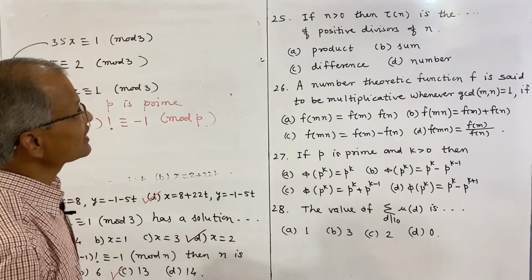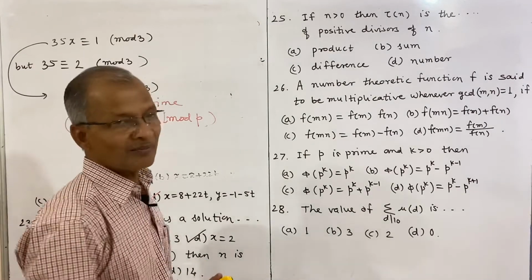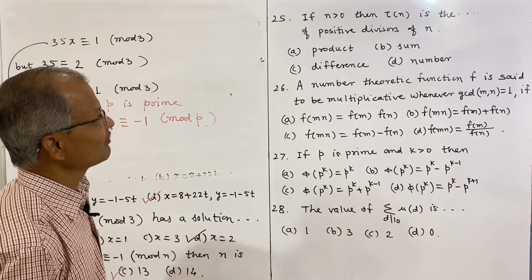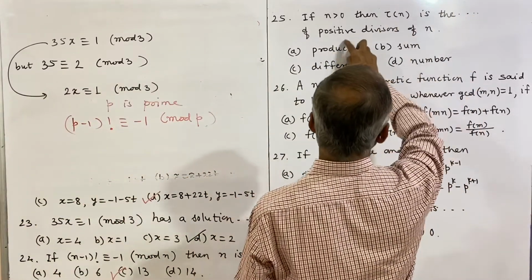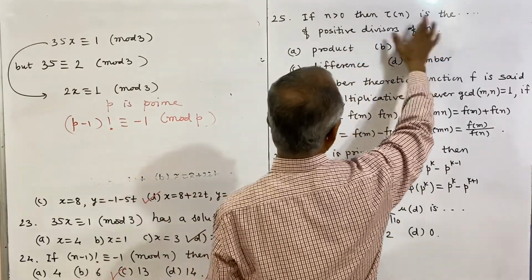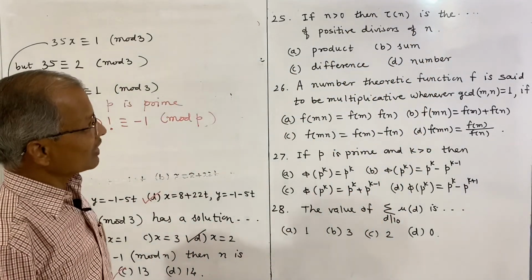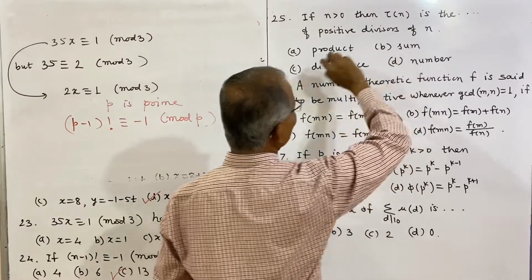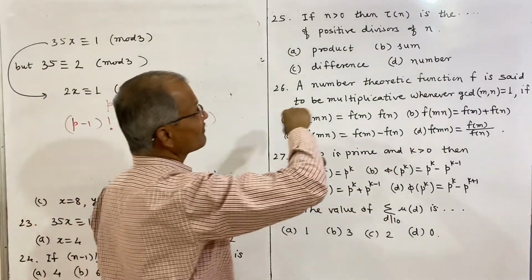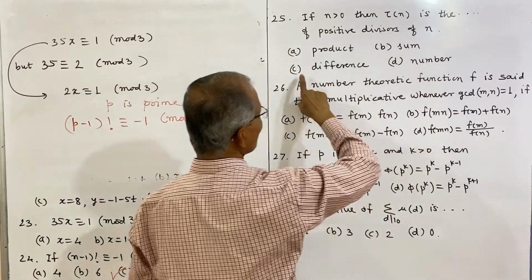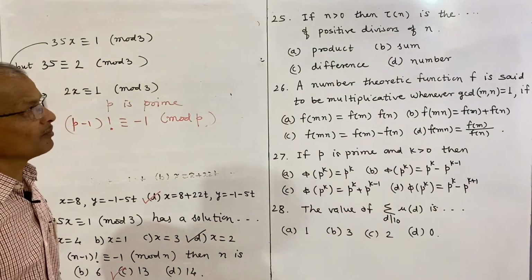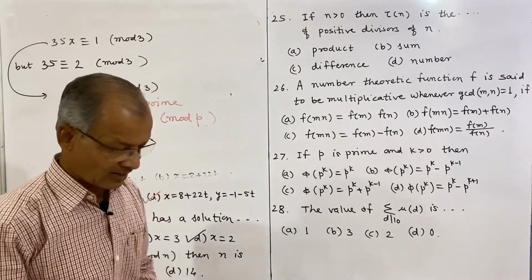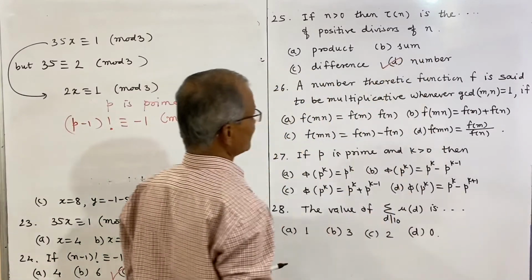Next one is, if n is greater than 0, then tau n, this is a number theoretic function we have seen earlier also. Tau n is which of positive divisors, or dot dot of positive divisors of n. So we have to put one word here so that the statement becomes true. If you put here product, or sum, or difference, or number of positive divisors of n? By definition, tau n is the number of positive divisors of n, and therefore this is the correct alternative.